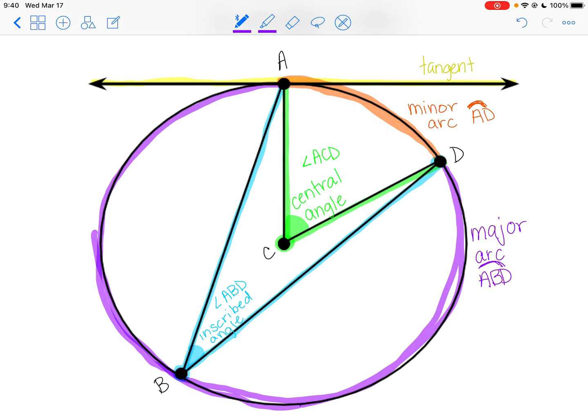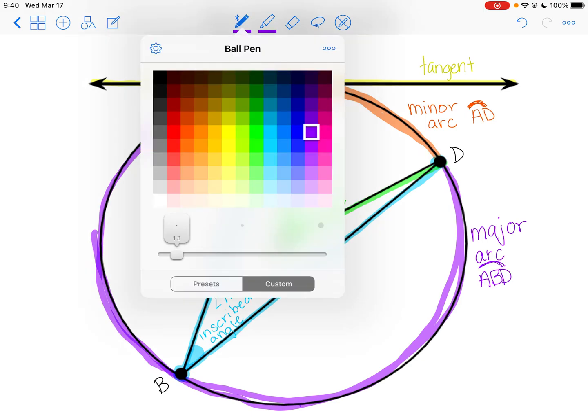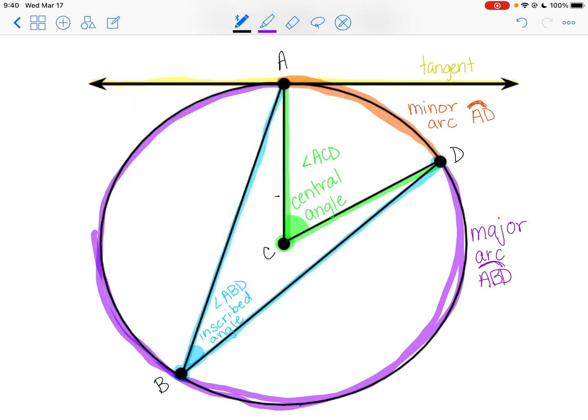So notice if we talk about the segments that make these, the central angle is made up of 2 radii. So AC and CD would both be a radius of the circle. So just to get used to those vocab terms, this is a radius, this is also a radius. The inscribed angle, it could be made up of a diameter, but neither of these are diameters because they don't go through the center. So since they have 2 endpoints on the circle, this inscribed angle is made up of 2 chords.